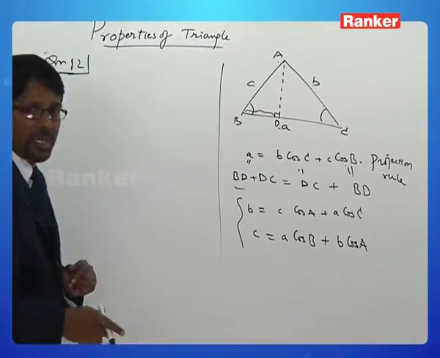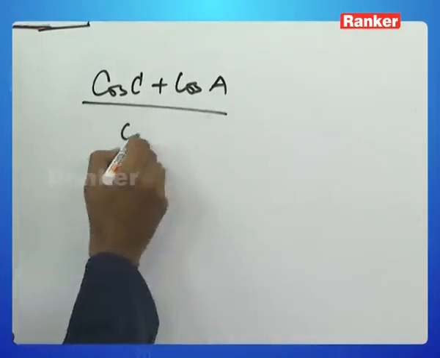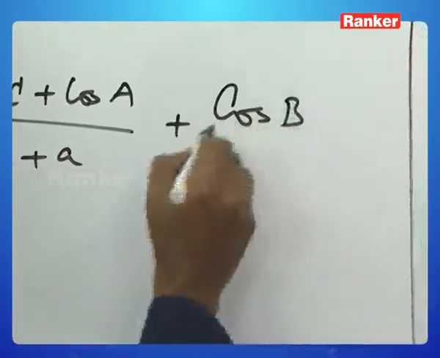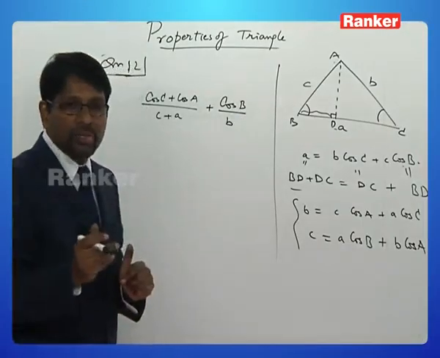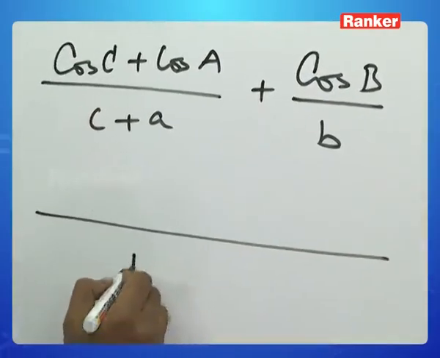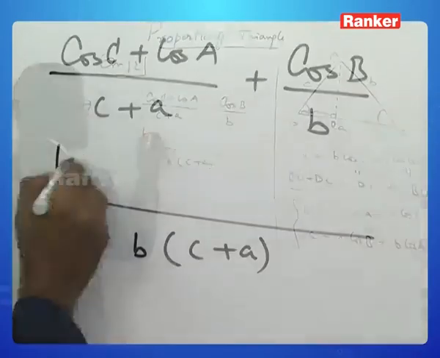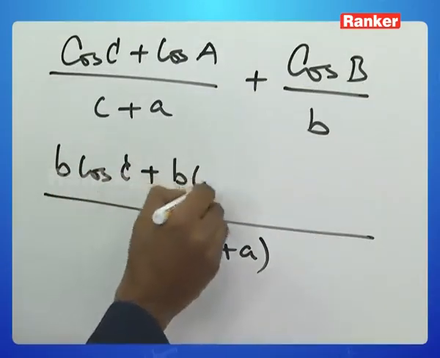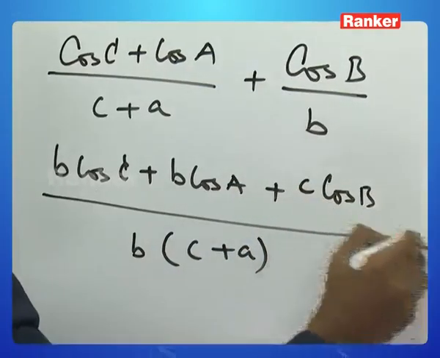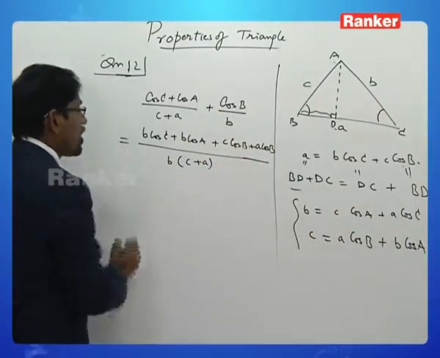Okay. Let's see here. Cos C by C plus A plus cos B by B is what we require, and all the options are in terms of the sides. So we'll have to convert this into the form of sides. So B into C plus A, let us take the LCM. B cos C plus B cos A, and C cos B plus A cos B. I am just cross multiplying here. This is what it is equal to.